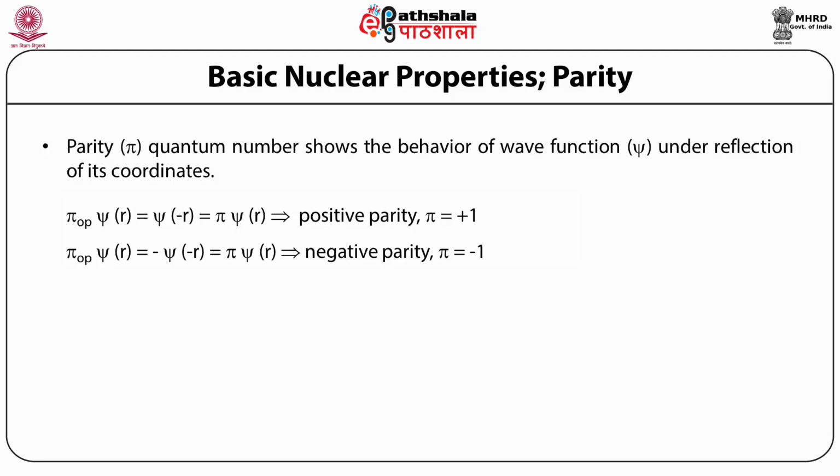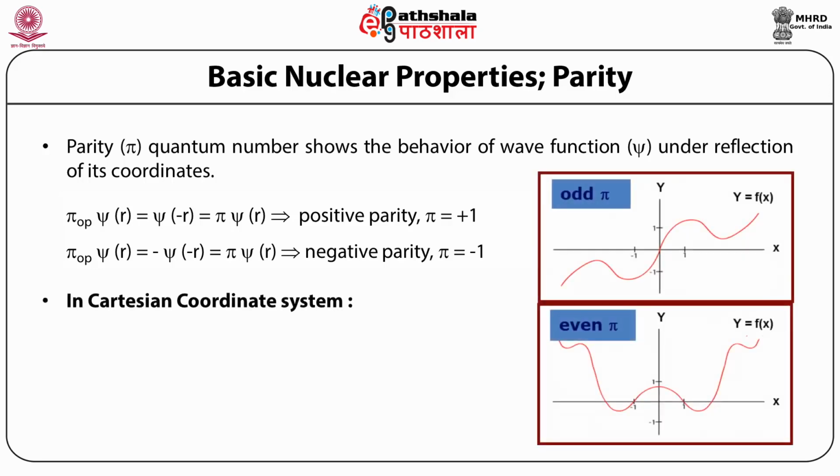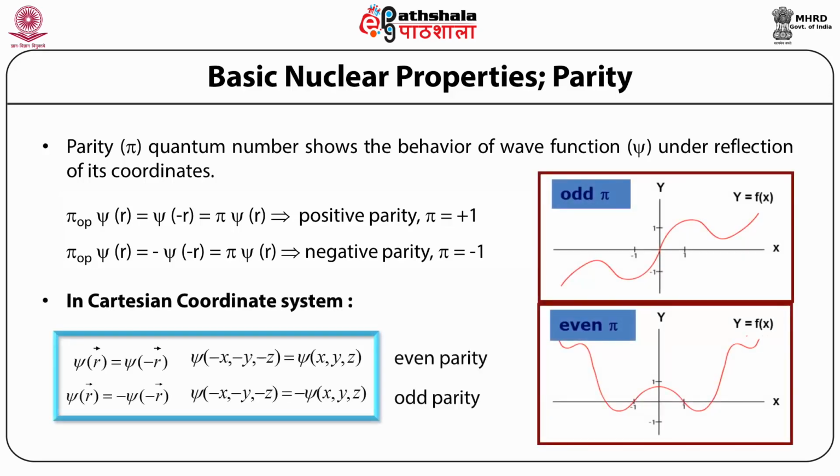But if the wave function is changed after the reflection of the coordinates, then we consider that the nucleus will have negative parity, that is pi is equal to minus 1. In Cartesian coordinate system, psi(r) is equal to psi(-r), where r is the polar vector. So when r is represented in terms of its components, x, y and z, then psi(-x, -y, -z) is equal to psi(x, y, z), so even parity.